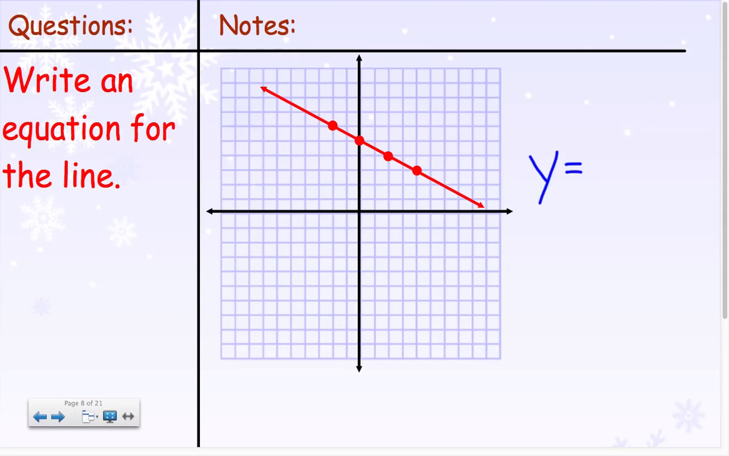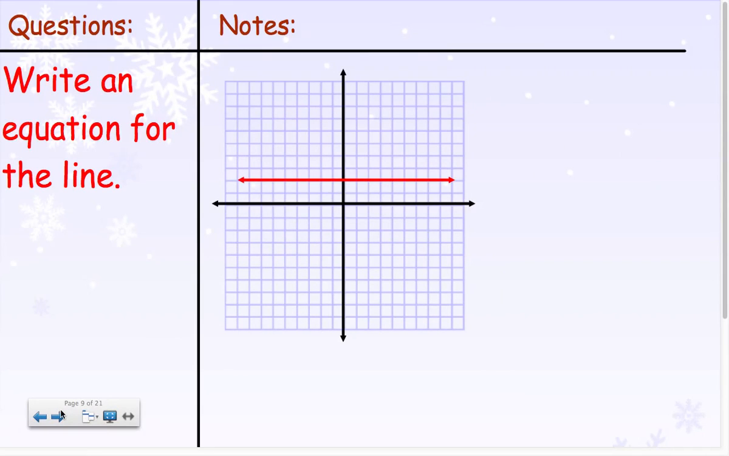y equals my slope. I'm going to pick 2 points here and here. Rise negative 1, run 2. So negative 1/2 is my slope. My line crosses the y-axis right here, which is at positive 5. Remember, your y-intercept is where the line intersects with the y-axis.